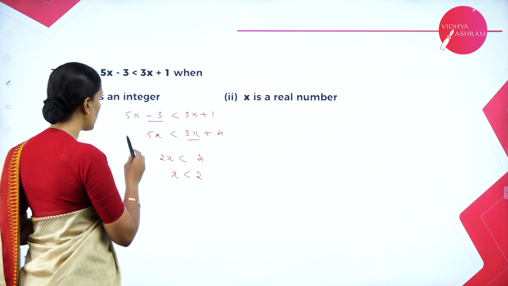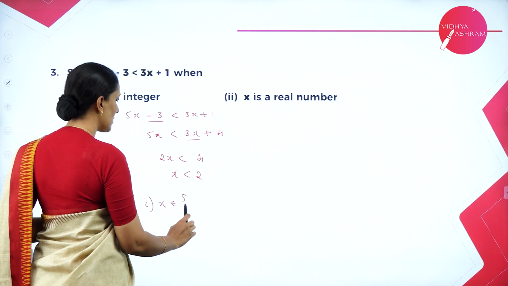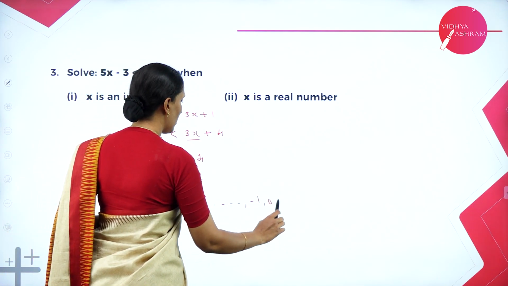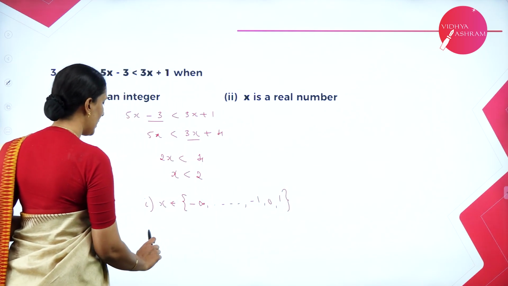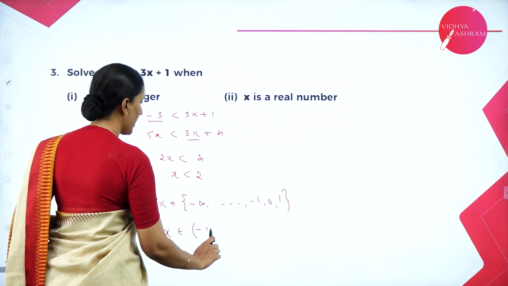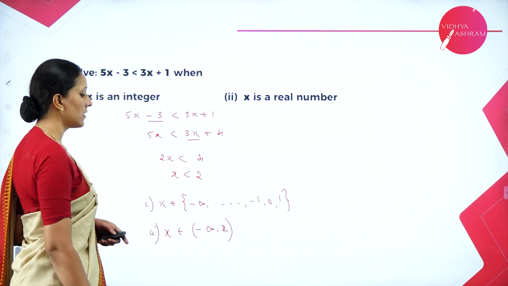So x less than 2 means, as x is an integer, the solution is from minus infinity, minus 1, 0, 1. And here the same solution we have, minus infinity, comma 2. So this is the solution.